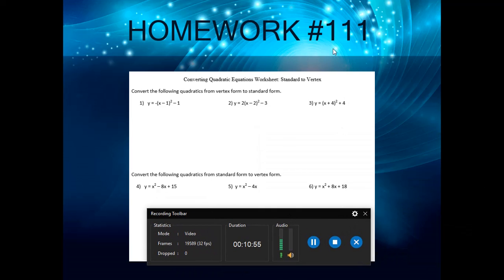Your homework tonight is number 111. You'll see it's a one-sided paper and it'll say converting quadratics to vertex form.